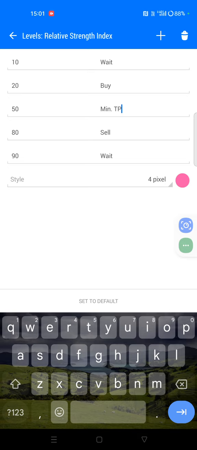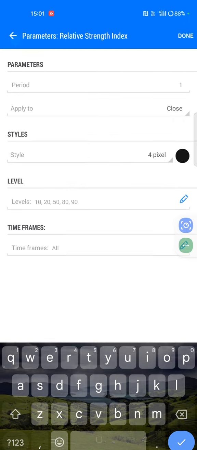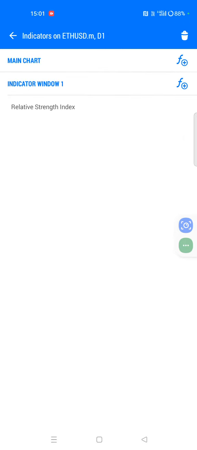Maybe before it hits this line of 50, it already reaches 50 pips, 60 pips, 70 pips. Maybe that could be enough for you. It all depends on how the market flows. Okay, so for 80 is sell, 90 it's wait. For me, I'm gonna use 4 pixel and the color pink. So go back and then you tap done.